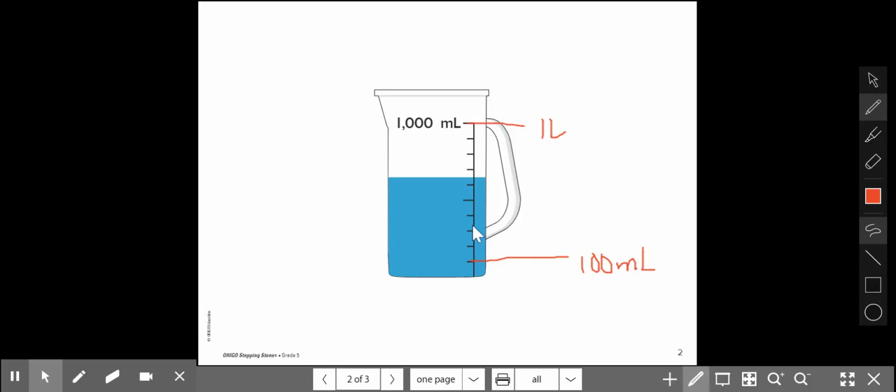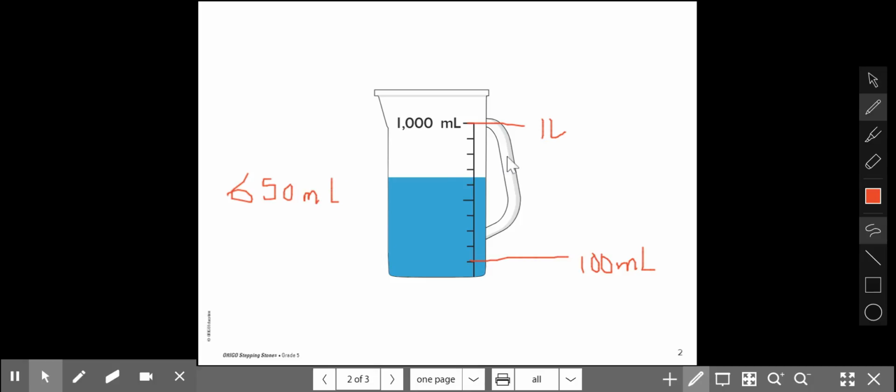So how full is this? Let's count them out. 100, 200, 300, 400, 500, 600, and it's not to the 700. We're going to say that it's in between 6 and 7. We're going to call it 650 milliliters.